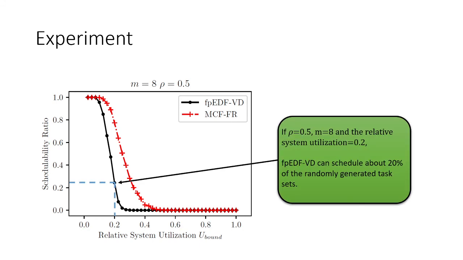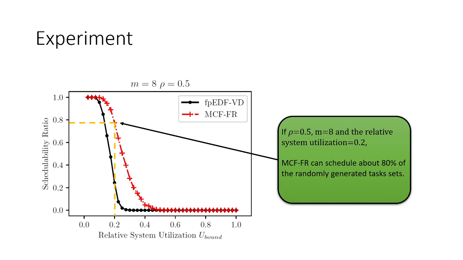At this point it means that on 8 processors with half normal speed as an energy conserving speed, when the per core utilization in high mode is equal to 0.2, FPEDF can schedule about 20% of the randomly generated task sets. Under the same 8 processors and energy conserving speed, when the relative system utilization is equal to 0.2, MCFFR successfully scheduled about 80% of the total task sets.